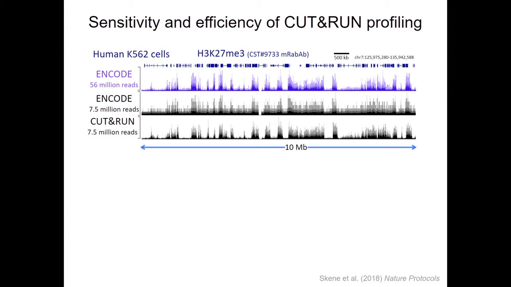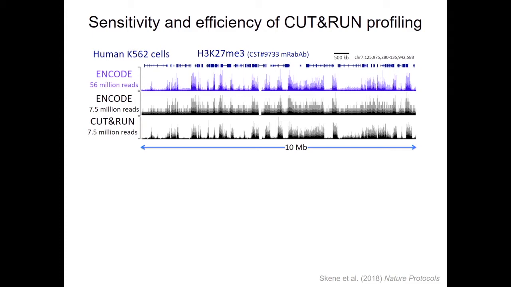And with cut and run, I should have told you actually, it's cleavage under targets and release using nuclease, we get actually a very, very good picture of this genomic region from much fewer reads. And actually, if you look at it, you can start to realize our signal is just as good with less background, okay? Now, this is in some ways not a really fair comparison because you have a lot of reads here and fewer reads here.